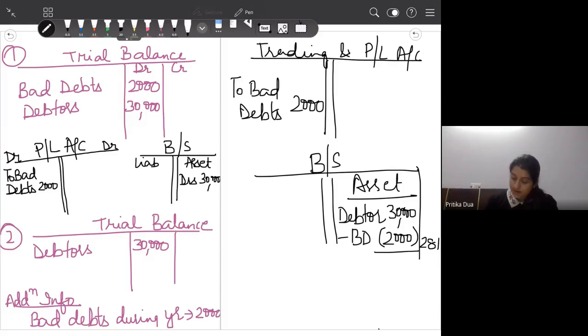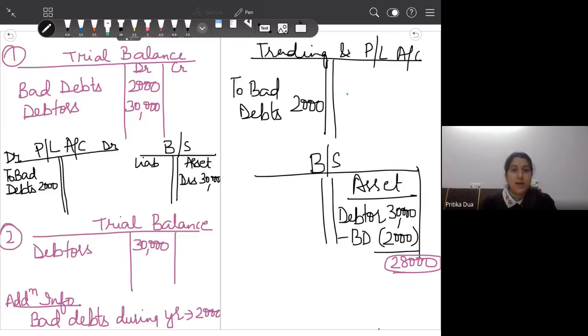I'm just writing it here, space is less. So now your final value of debtors that appears in the balance sheet will be 28,000. So first treatment of the adjustment is that this additional information you debit in the profit and loss account, and second treatment is that these bad debts will be deducted from the debtors. Okay, so a simple bad debt adjustment is treated like this in the final accounts. Is this clear? Any question in this?